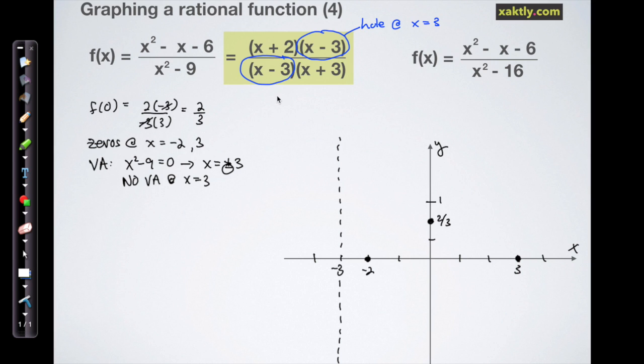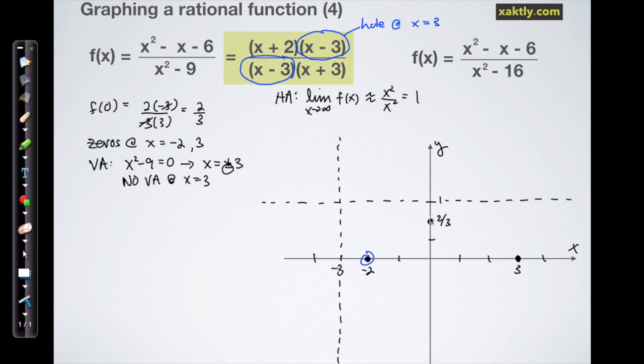Now the shortcut to the horizontal asymptote here, and with all rational functions that look similar to this, is that the degree of the numerator and the degree of the denominator are the same. And so if that's true, then the horizontal asymptote is just the ratio of the leading coefficients, which is 1 over 1, or 1. So there's a horizontal asymptote at y equals 1.